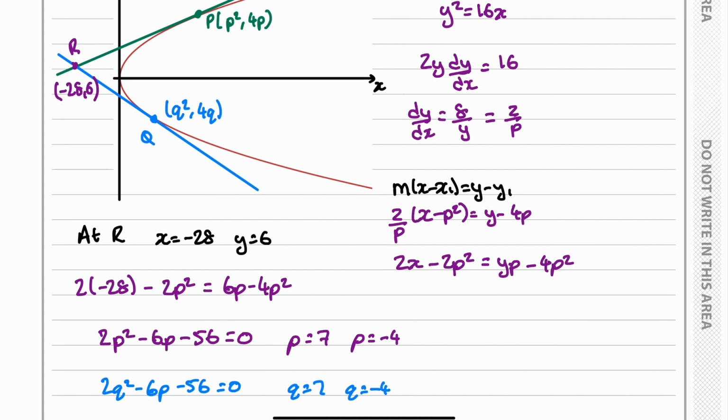So we need to find out which of these solutions matches which point. We know that p must be equal to 7 because p squared would be 49 and 4p would be 28, which is positive. If you were to have p as negative 4, then this would have been negative 16 when it's clearly positive. And if p equals 7, then q must equal negative 4. So now I can sketch this graph again with these values substituted into each coordinate pair.